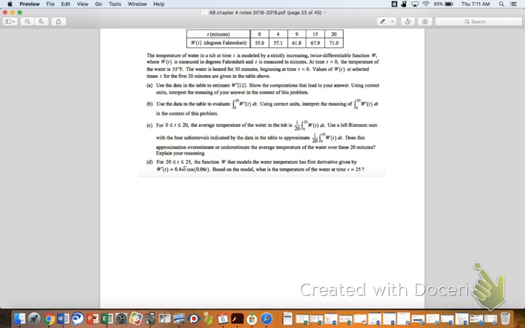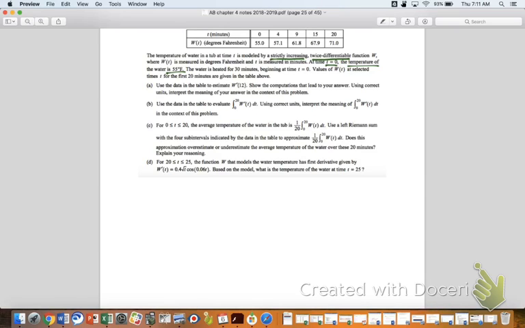Okay, so this tells us about the temperature of water in a tub, and this temperature is modeled by a strictly increasing twice differentiable function. Twice differentiable simply means that this function could be differentiated twice. In other words, there wouldn't be any sharp points or discontinuities as you find a first derivative, then a second derivative. Gives you some units there. It tells you that at time t equals 0, the temperature is 55 degrees Fahrenheit. Water is heated for 30 minutes. You can see in the table there. The first 20 minutes are shown in the table. You can see all the data up there in the table as well.